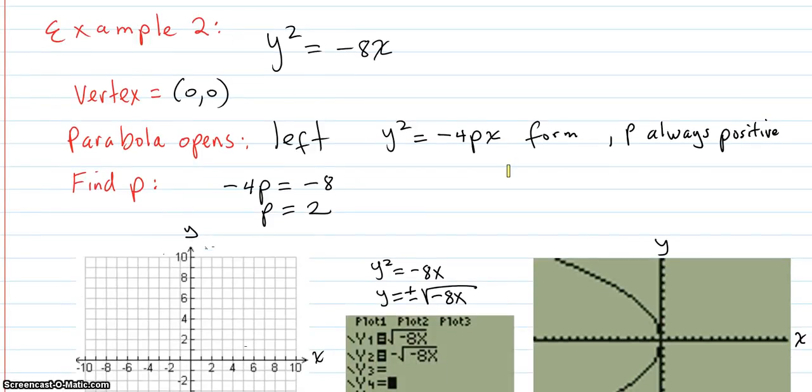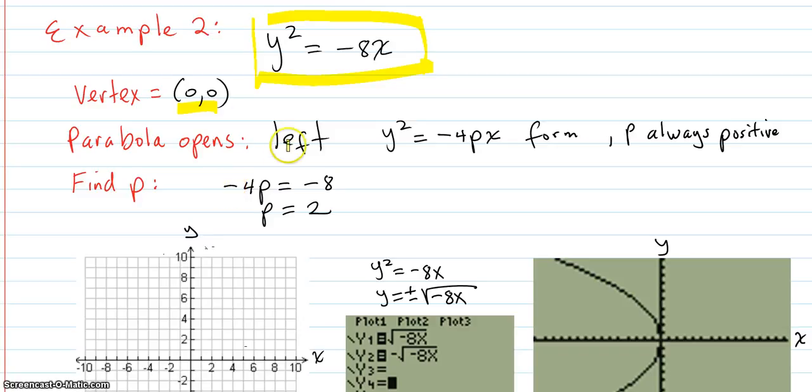Example 2, y squared equals negative 8x. The vertex again is 0, 0 because x minus h is x minus 0 here, and y minus k is just y minus 0. So there's your vertex.